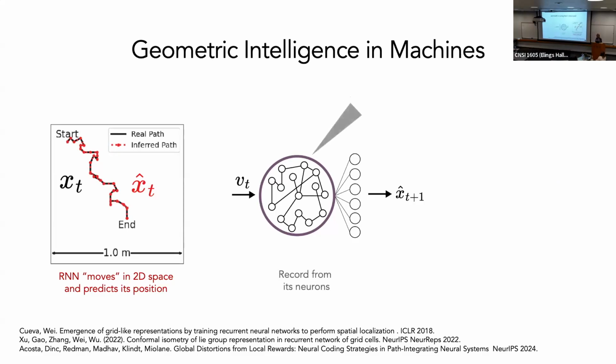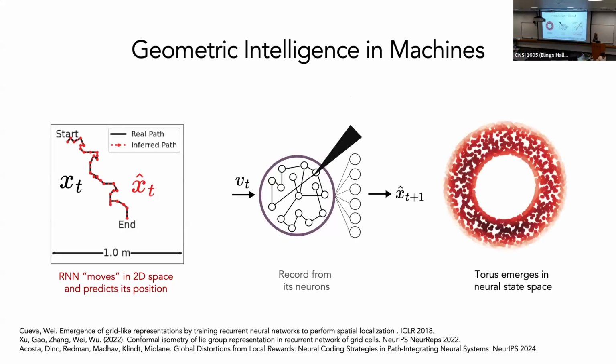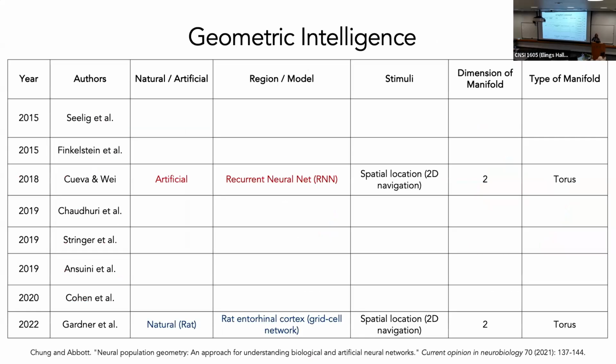And then you stick an electrode, a virtual electrode, to record from its neurons, hundreds of neurons. And if you do that, what do you see? A torus emerges in neural state space, and this has been reproduced in a series of works. So what is so particular about this torus that it emerges both in brains that have evolved over millions of years and in RNNs that we can train in a few minutes on the computer? These are the two tori that I was just telling you about.